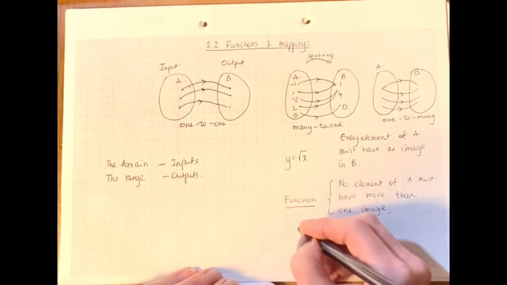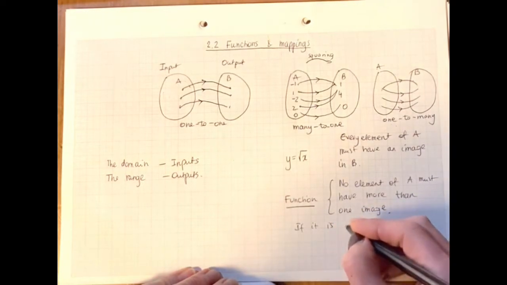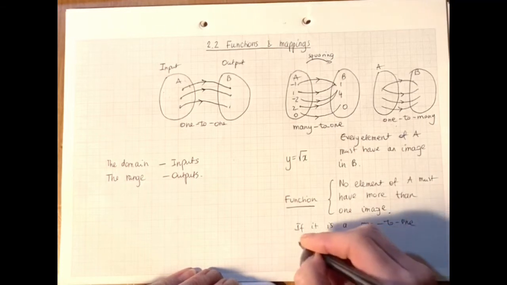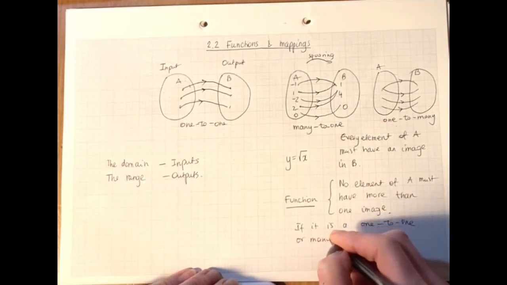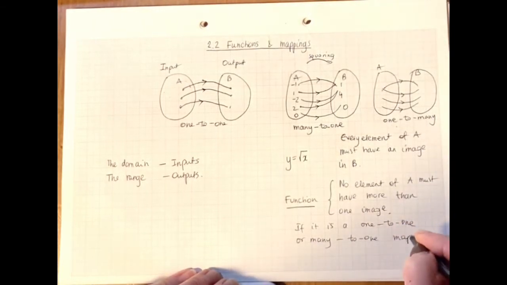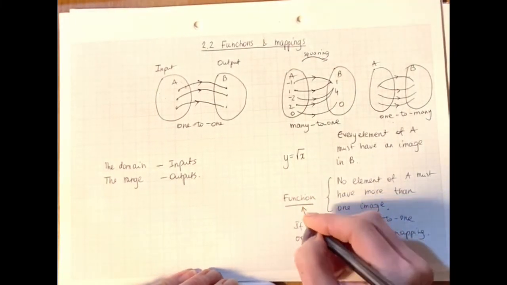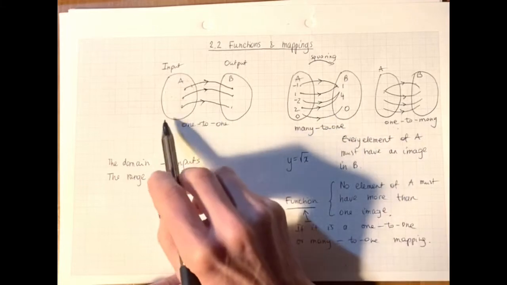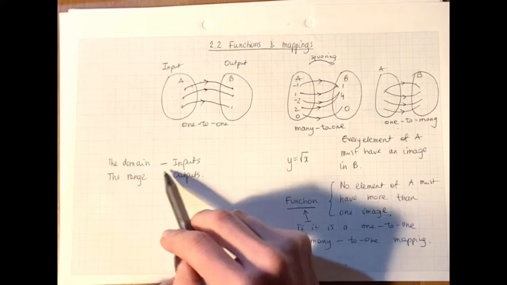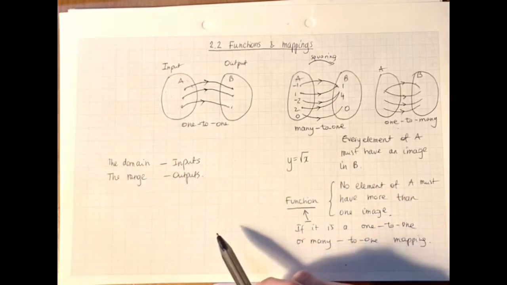So a function, if it is a 1 to 1 or many to one mapping, then it's a function. Okay, each set of input elements is called the domain, and the set of outputs is called the range, which you should know from last year.